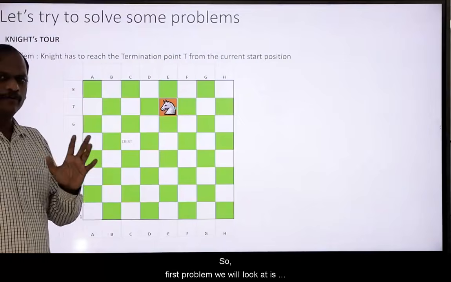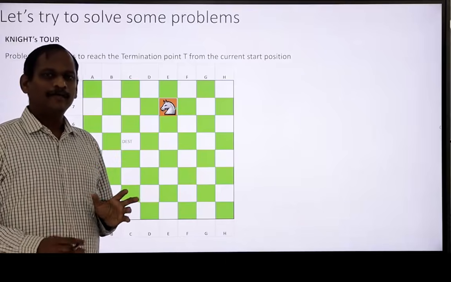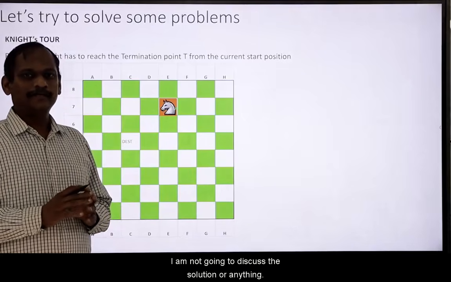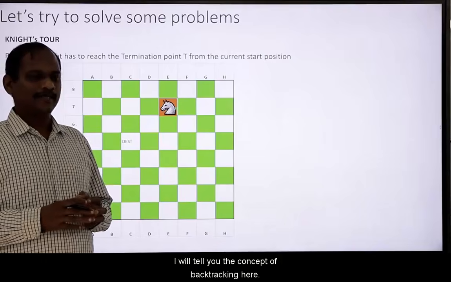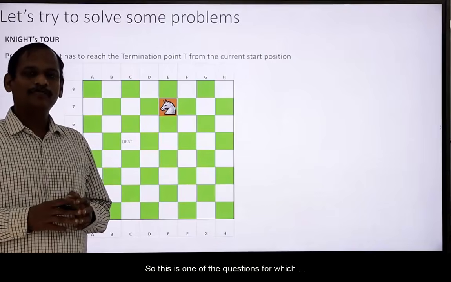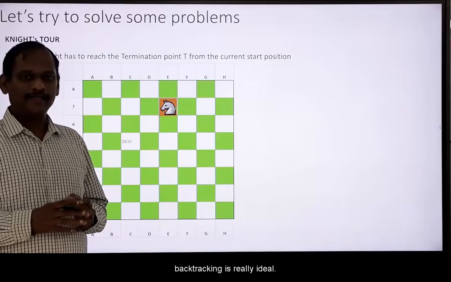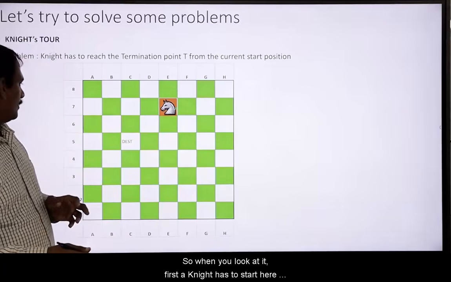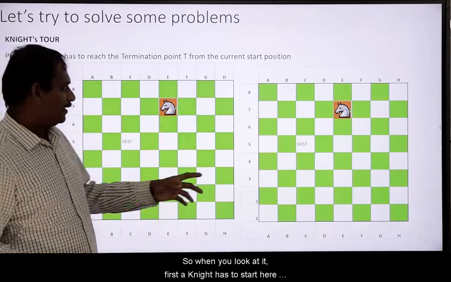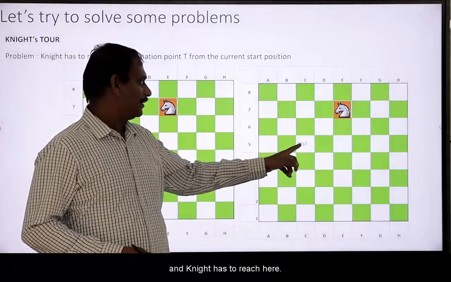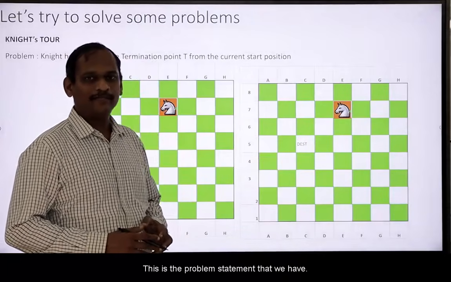So the first problem we will look at is a simple knight problem, right? I'm not going to discuss the solution or anything. I'll tell you the concept of backtracking here. This is one of the questions for which backtracking is really ideal. So when you look at it, first a knight has to start here and the knight has to reach here. This is the problem statement that we have.